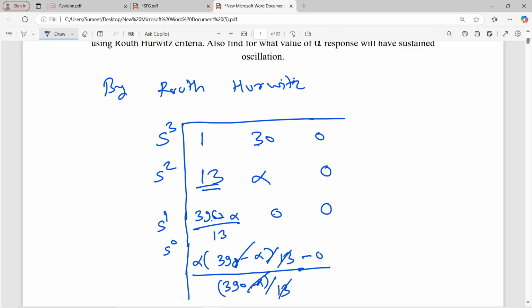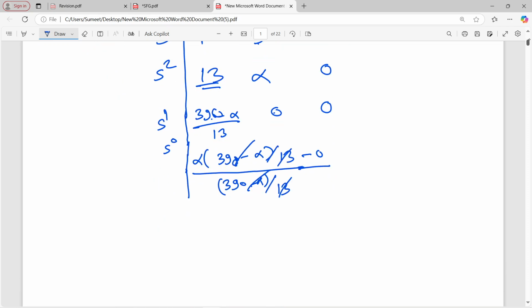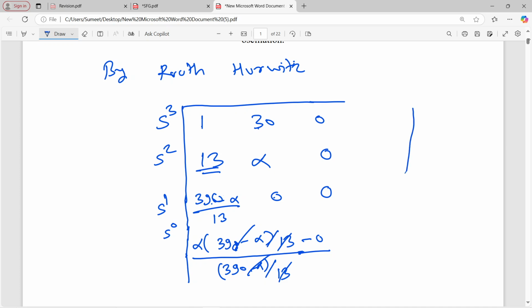So what is the simplified form of our table? This is the simplified form of our table. I will write here s cube, s square, s raised to power 1, s raised to power 0: 1, 30; 13, alpha; 390 minus alpha, 0, sorry, divided by 13; and here it is alpha.